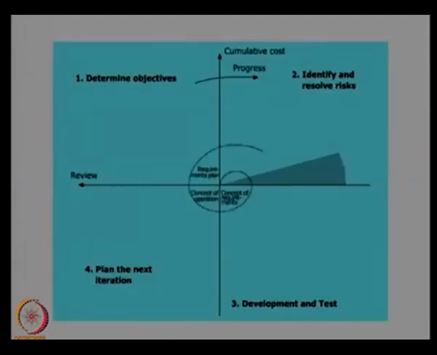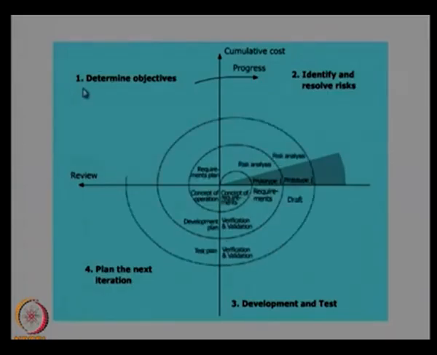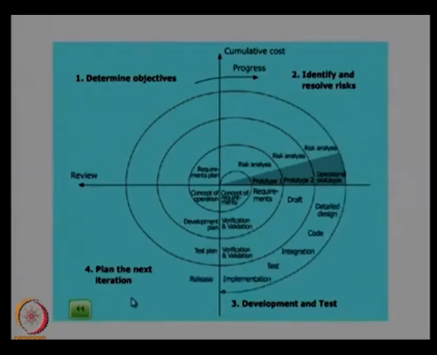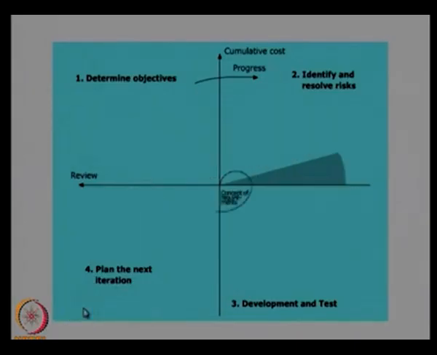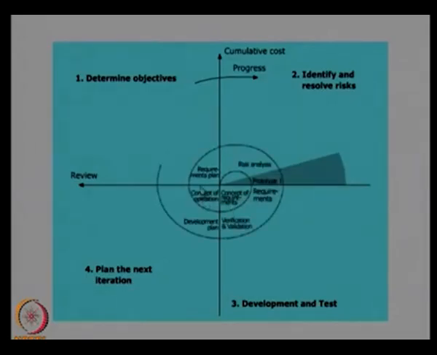This animation shows the way in which the spiral model works. As you can see, there are 4 quadrants here. One is to determine the objectives of the process or the system, then identify and resolve risk, development and test, and plan for the next iteration. You can see here, first it will start from this quadrant where the objectives are determined. It starts with identifying the risk, concept requirements, concept of operation, requirements plan, risk analysis, and prototype 1.